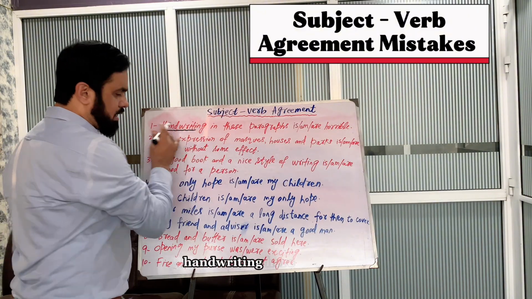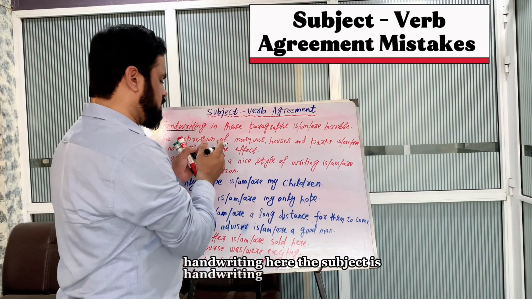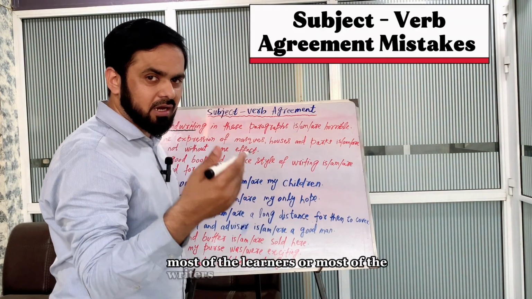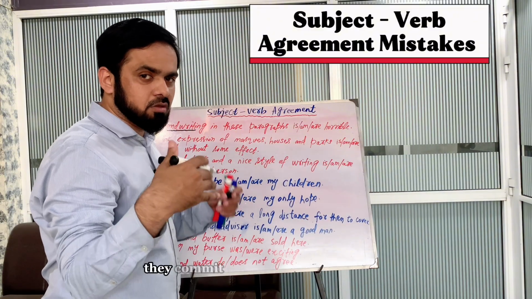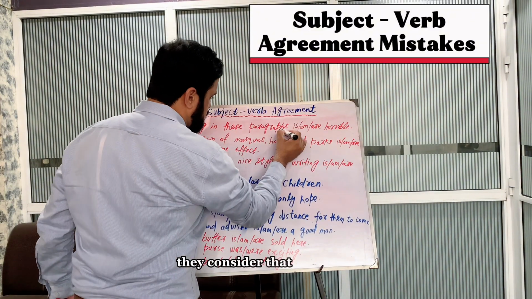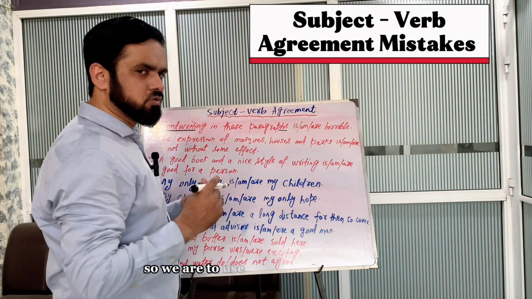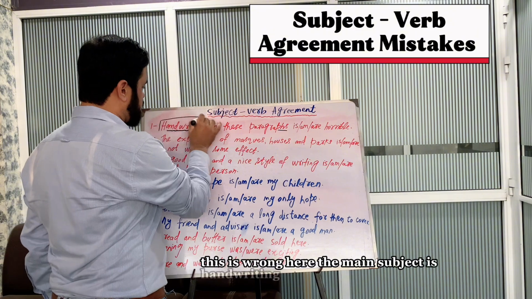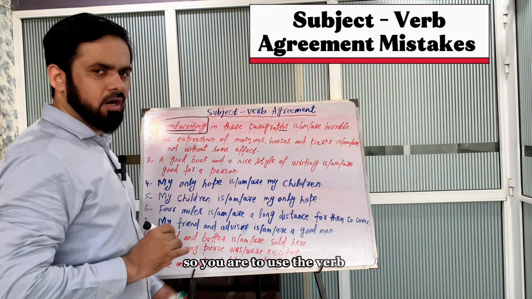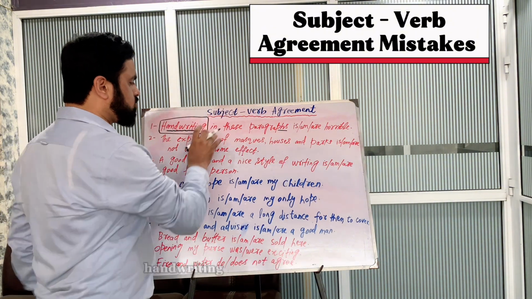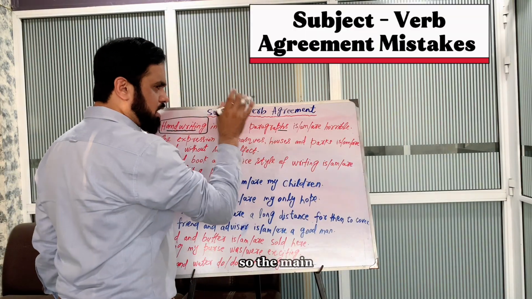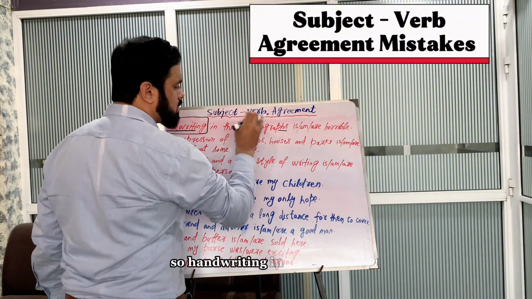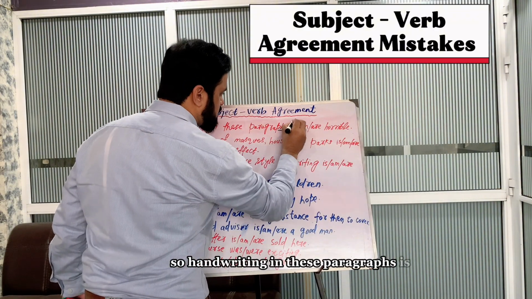Handwriting, here, the subject is handwriting. Handwriting in these paragraphs. Most of the learners or most of the writers, when they are to write something, commit this mistake. They consider that this word is the plural one, so we are to use the plural verb. No, this is wrong. Here the main subject is handwriting, right? So you are to use the verb according to handwriting. The main thing that is being discussed here is handwriting. So handwriting in these paragraphs is horrible.